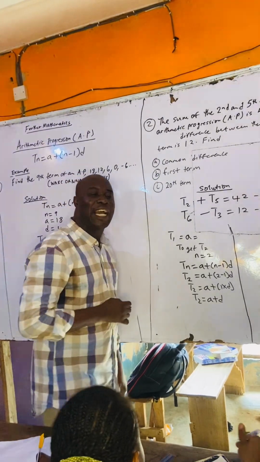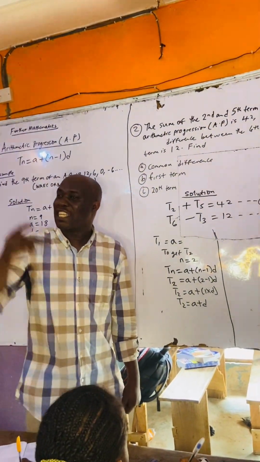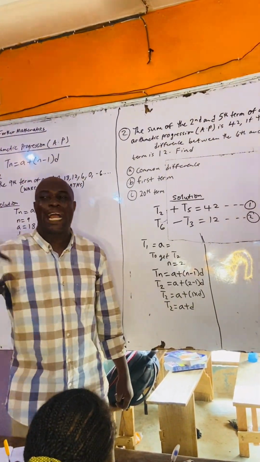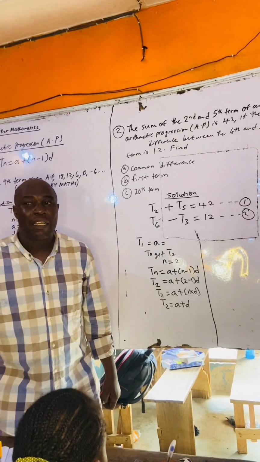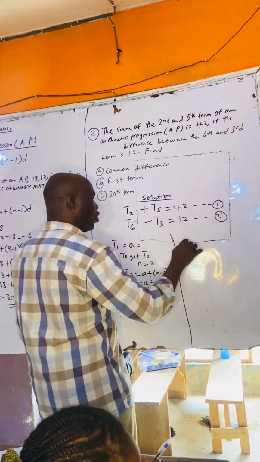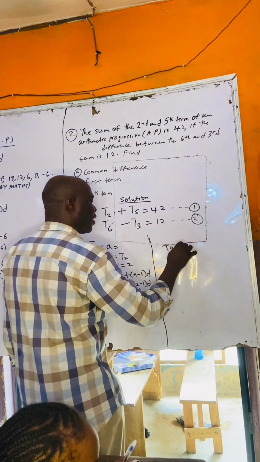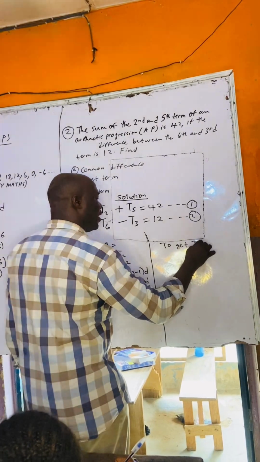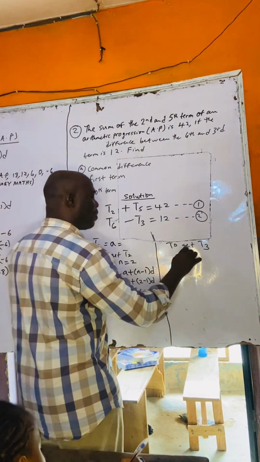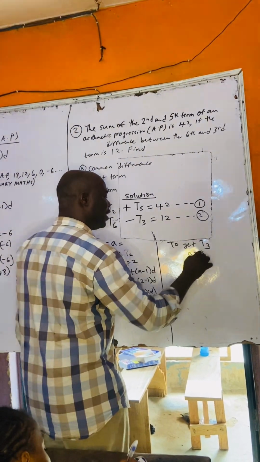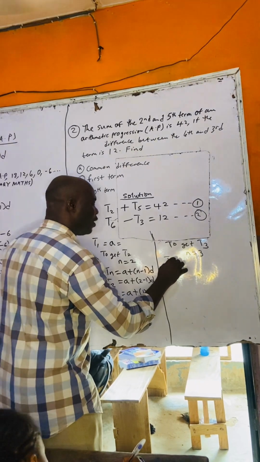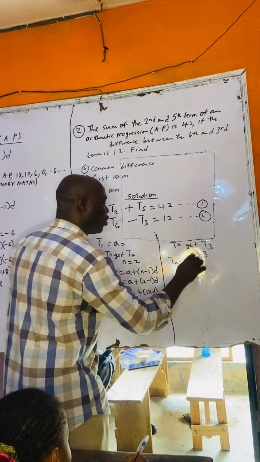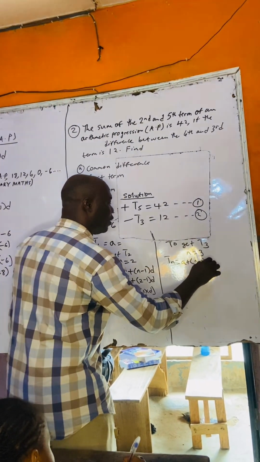Let's assume I want to get T3 also. My n will be what? 3. Good. To get T3, it means my n is also 3. So I will use this formula: Tn is equal to a plus n minus 1 d.